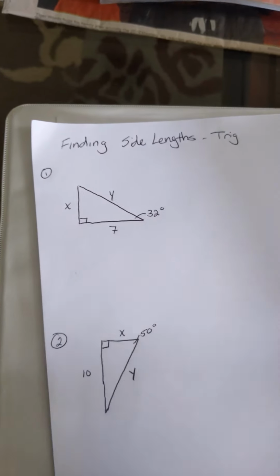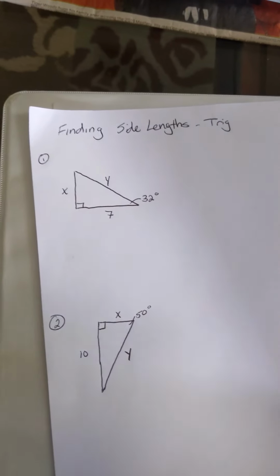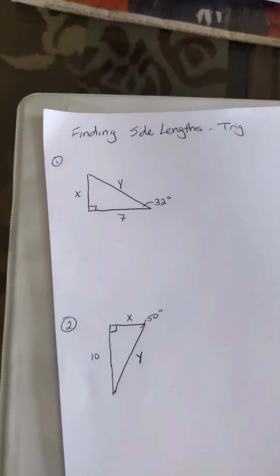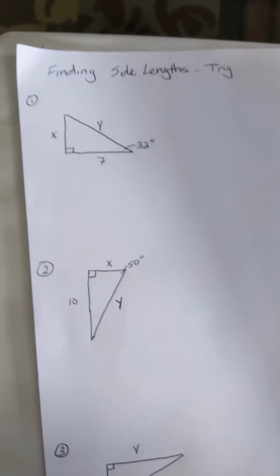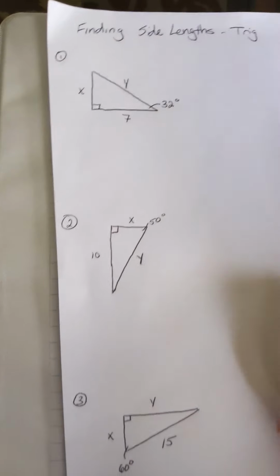Okay, so looking at some trigonometry problems for finding side lengths. Just some extra problems to be able to revisit. I have 3 examples here of finding all the side lengths, because if you have one side of a triangle, you're able to find 2.